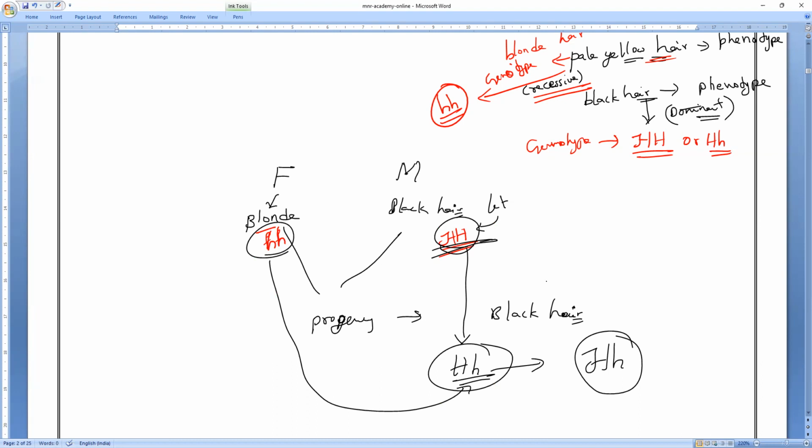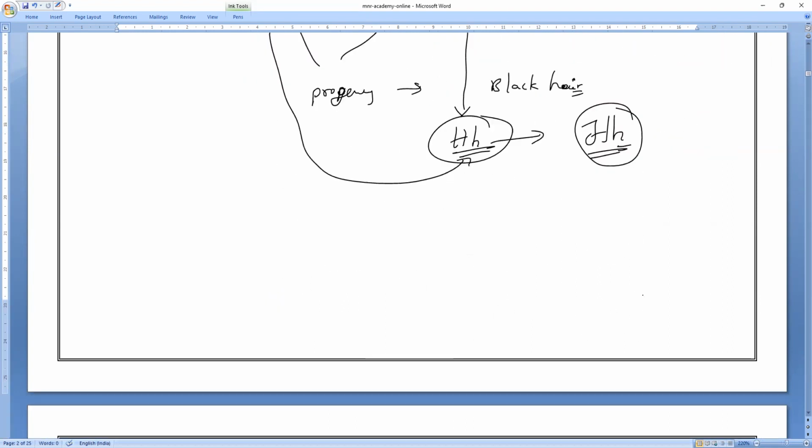That is why capital H indicates black hair, because it is the dominant gene. But the gene small h is the blonde hair, the recessive gene. So now I will develop a question. Do you understand, everybody? Mitakshri, are you clear? Abhirami, if there is any doubt you can ask. Yes, sir. Now I will ask you the question.